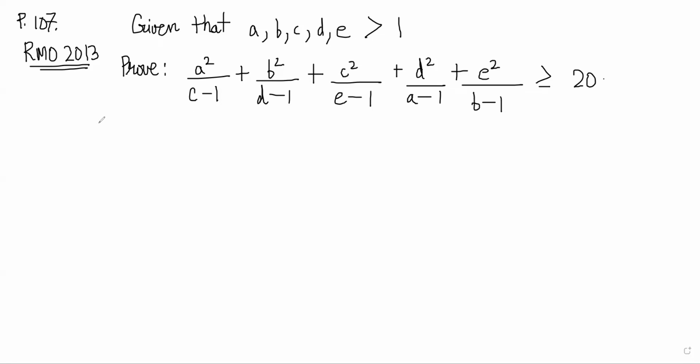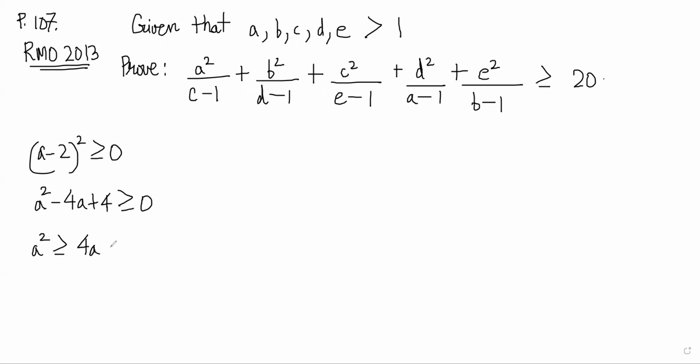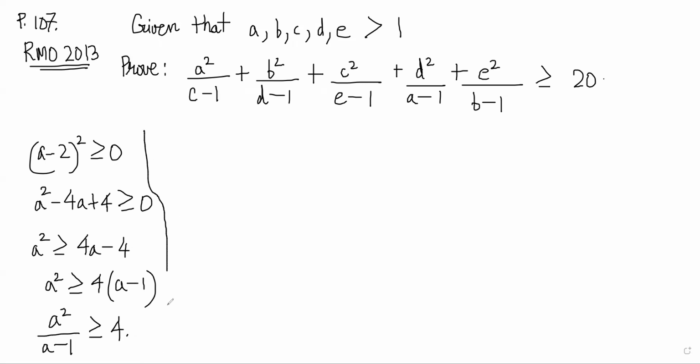But before that, we have to see how to get something like a^2 and a-1, or b-1, and an inequality based on that. So what we can say is (a-2)^2 is clearly greater than or equal to 0. So a^2 - 4a + 4 is greater than or equal to 0. So a^2 is greater than or equal to 4a - 4. So a^2 is greater than or equal to 4 times (a-1). So we get a^2/(a-1) is greater than or equal to 4. And notice that there are 5 terms like this.